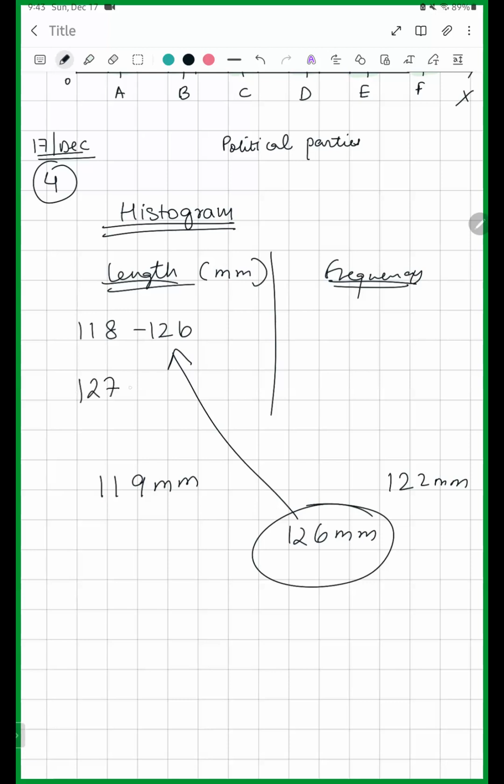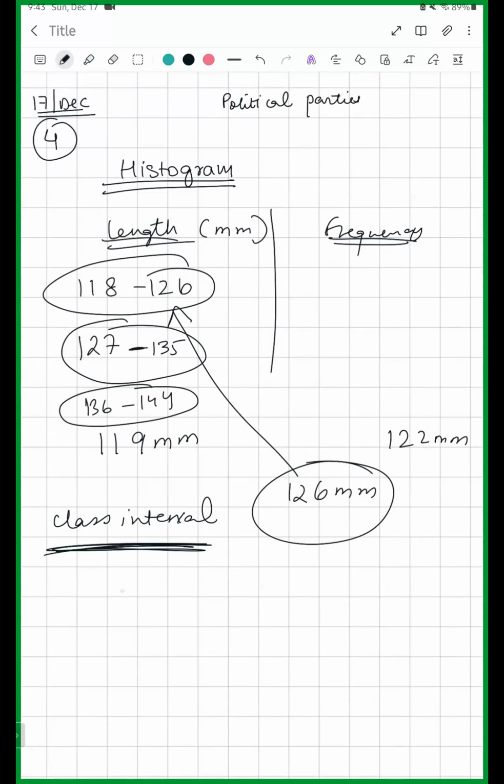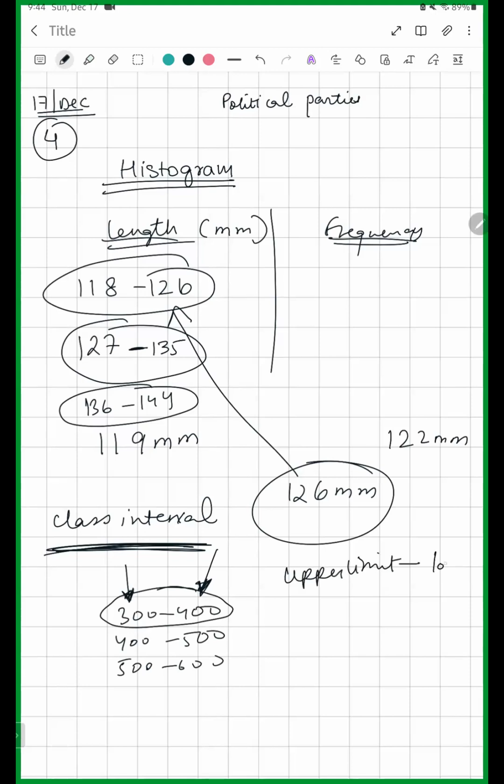127 to 135. This is called a class interval. The next one is 136 to 144. These are all called class intervals. If the class interval is continuous, like in the fifth question, it is 300 to 400, 400 to 500, 500 to 600, and so on. So this is a particular class interval. This is called the upper limit and this is called the lower limit. Upper limit minus lower limit is called the range.